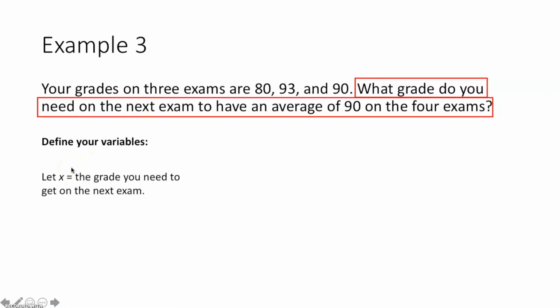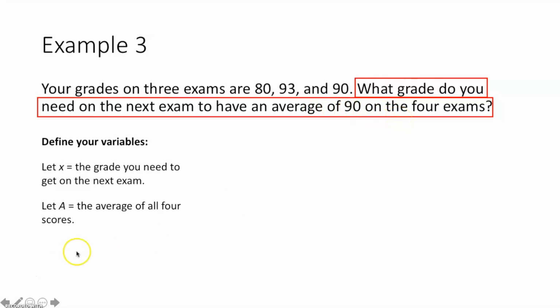We'll say X is the grade you need on the next exam. And then it says to have an average of 90 on the 4 exams. So we'll say A is the average of all 4 exams. So we can create an equation. That's our next step. Write your equation.